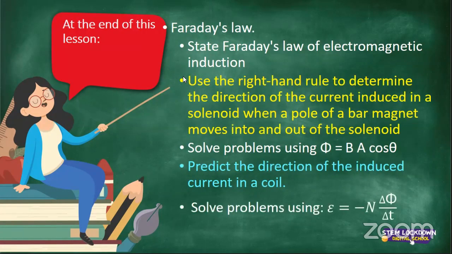And then you should be able to solve problems using the equation EMF equals number of coils times change in magnetic flux over time. That is the rate of change in magnetic flux.